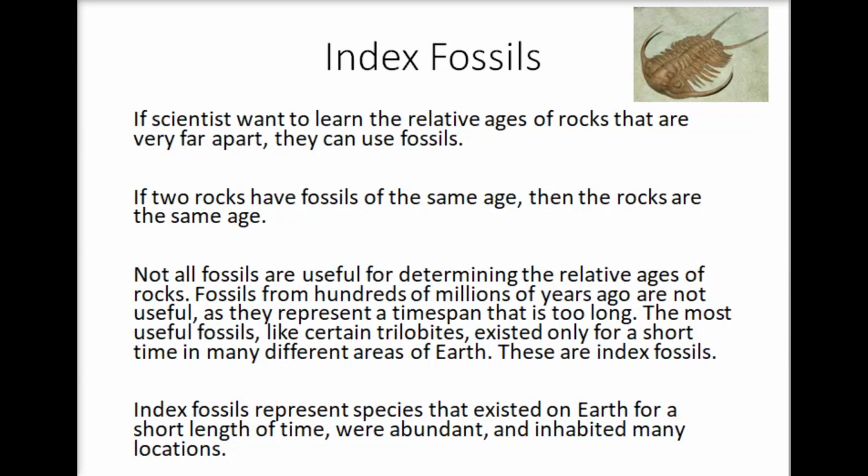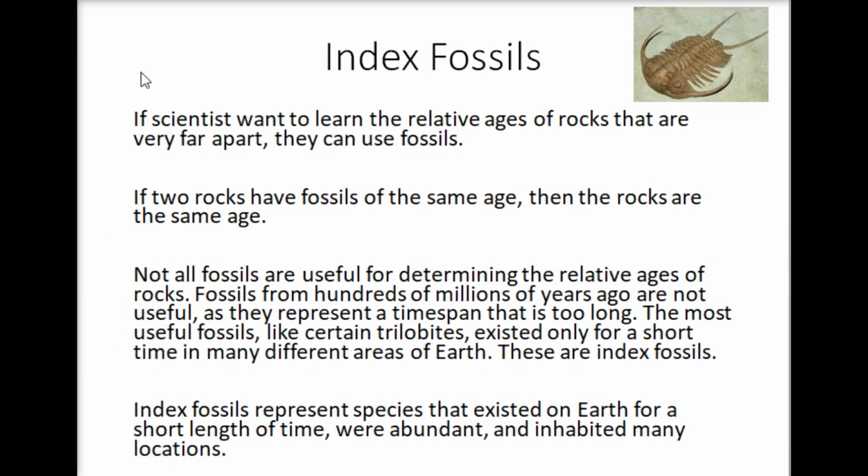So I mentioned fossils, so let's talk about index fossils. This is an example of an index fossil. This is a trilobite. If you want to have a quick read, just pause the video now and have a read through. Anyway, let's talk about it. The meat of what you want to know is right at the very bottom.